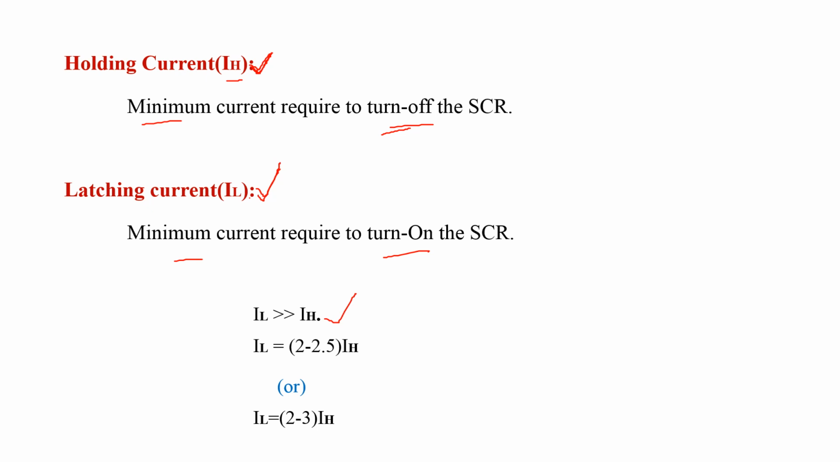The relation between latching current and holding current is given as: latching current IL is equal to 2 to 2.5 times the holding current, or latching current IL is equal to 2 to 3 times the holding current. In some textbooks we get one relation, and in other textbooks we get the other. Both relations are correct. That is the relation between latching current and holding current.